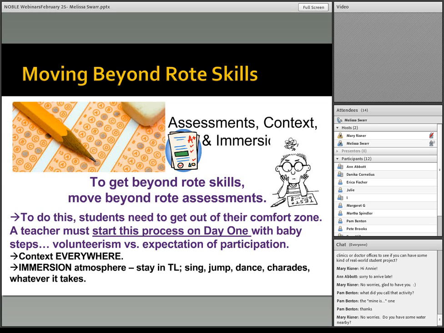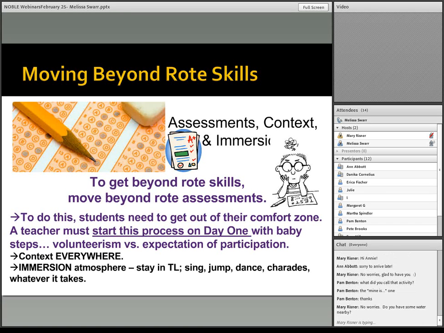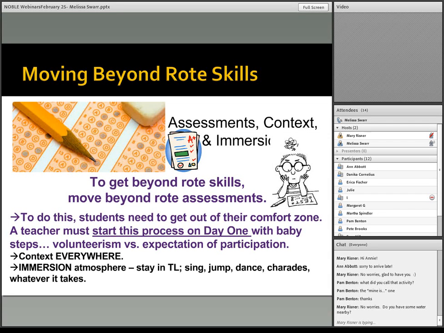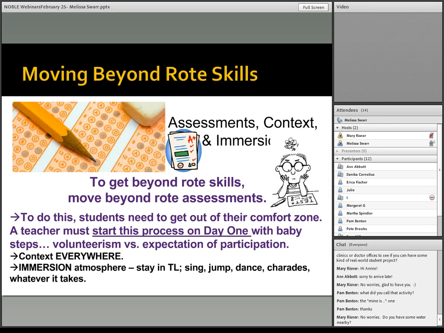Context everywhere. Stay in context. If you have to sing, jump, dance, do charades, whatever it takes, stay in the target language. It sends a message to the kids that you're not going to resort to English to explain something to them. So you set the example. You explain what something is without explaining what it is in English. You explain by showing, by role play, by acting it out, whatever you have to do, so that you are showing that you are in this. This is what we do when we have to communicate with a patient or a client or customer who doesn't speak your language. And so the kids will get used to that.